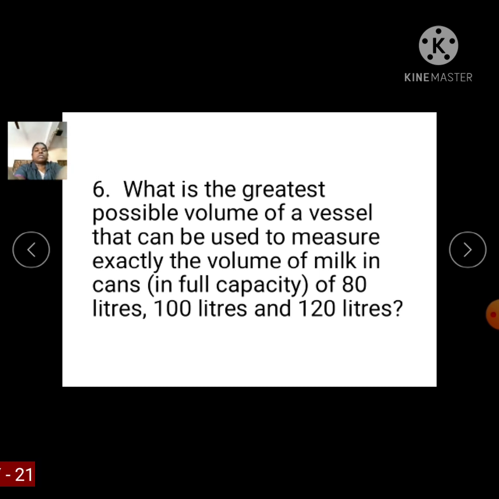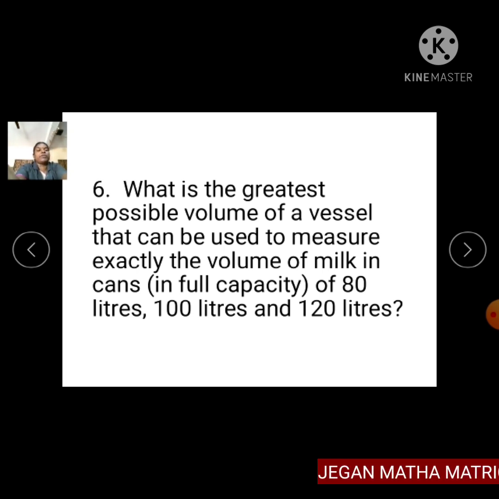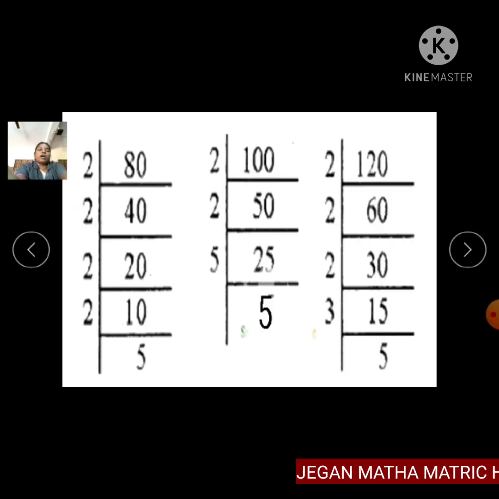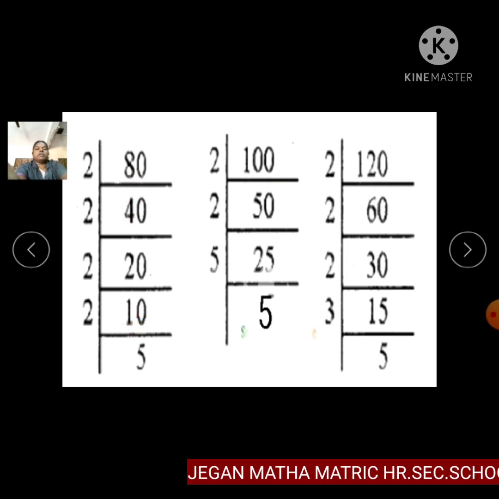Question number 6. What is the greatest possible volume of vessel that can be used to measure exactly the volume of milk in cans of 80 liters, 100 liters and 120 liters? We find the factors of 80, 100 and 120 by division method.